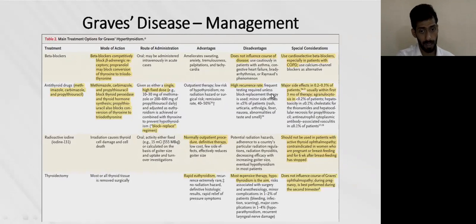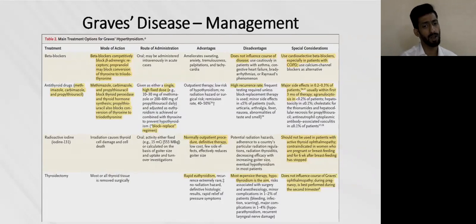Now, what are the few remarks about use of beta blockers? One, it does not influence the course of the disease. It is only a symptomatic treatment. And like I said, you can use cardioselective beta blockers in patients with other reasons to not give propranolol. Now, that is for symptomatic. The definitive therapy, we have three options. We have antithyroid drugs, we have radioactive iodine, and we have removal of the thyroid gland.